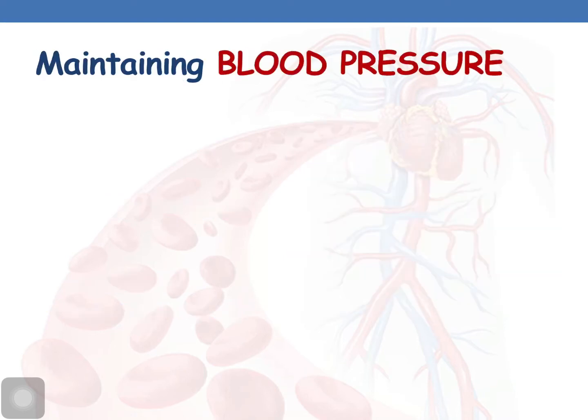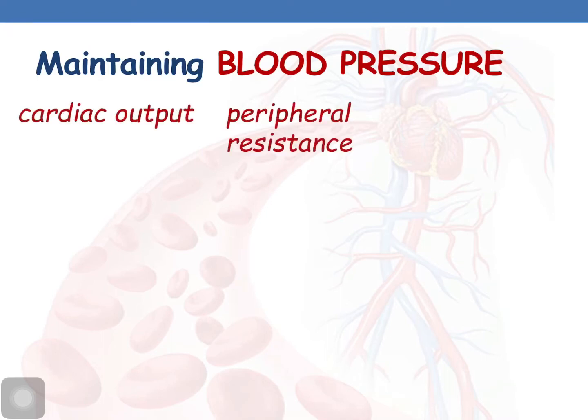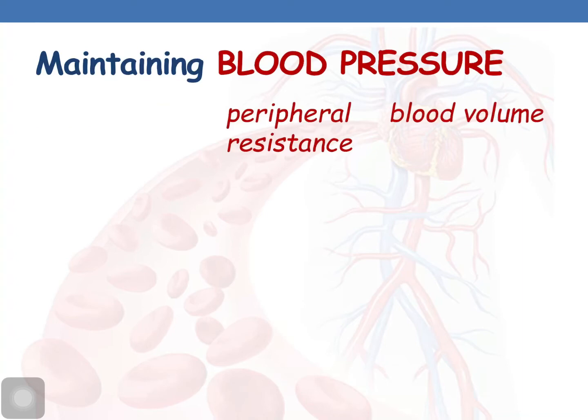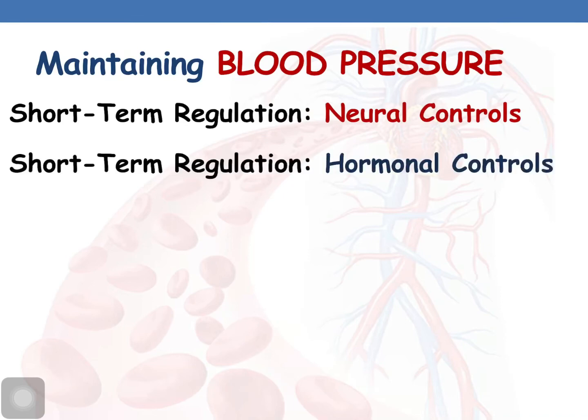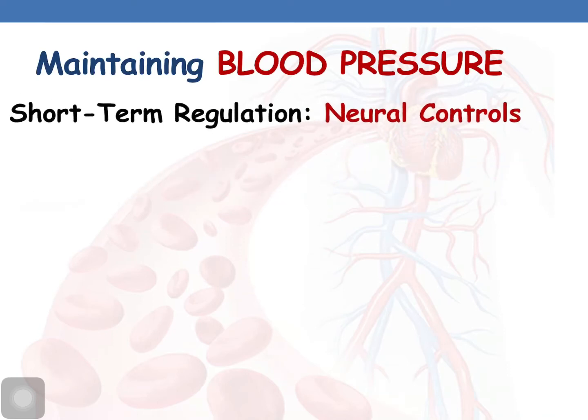Maintaining a steady flow of blood from the heart to the toes is very vital for organs to function properly. Central among the homeostatic mechanisms that regulate cardiovascular dynamics are those that maintain blood pressure, principally the cardiac output, peripheral resistance, and blood volume. There are short-term and long-term regulations. Short-term regulation is by the nervous system and also by the hormones in the blood. First we will focus on the short-term regulation caused by the nervous system.